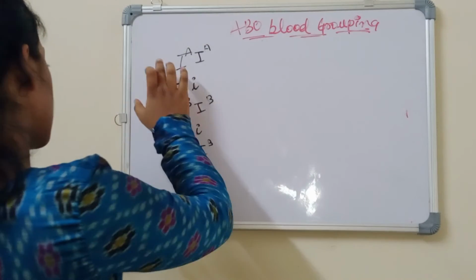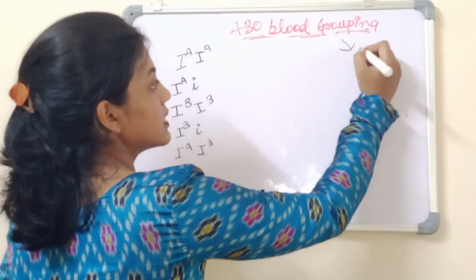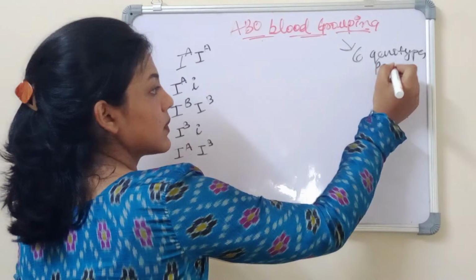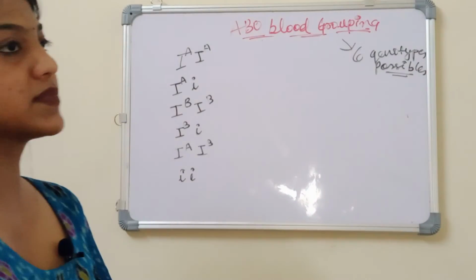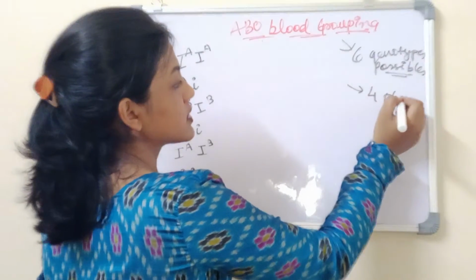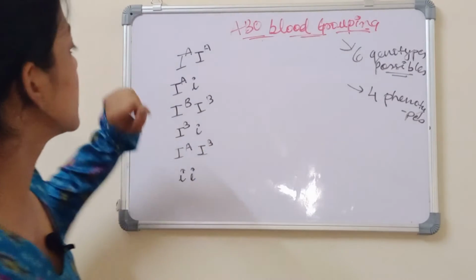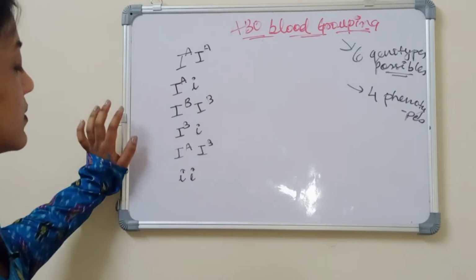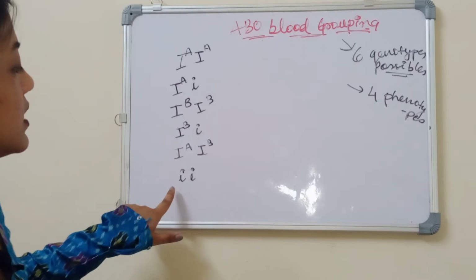So there are total 6 genotypes possible. This is also sometimes asked, how many genotypes and how many phenotypes are possible, and 4 phenotypes are possible, okay. I will tell you how. 6 genotypes means IA IA, IA small i, IB IB, IB i, ii, IA IB. Okay.